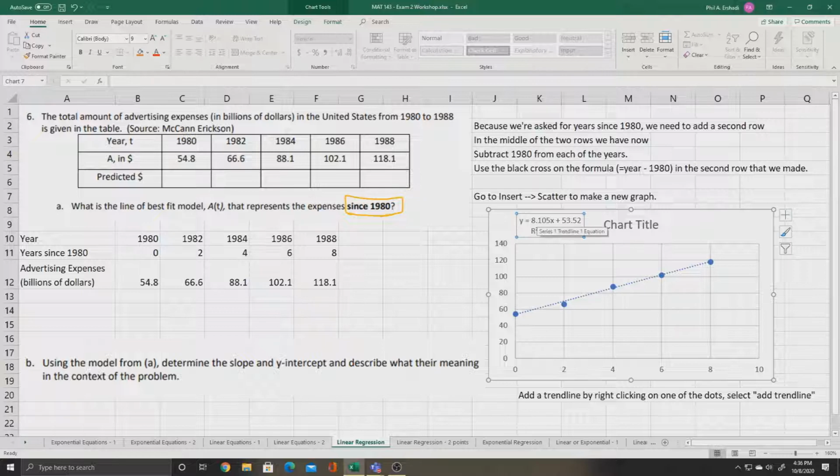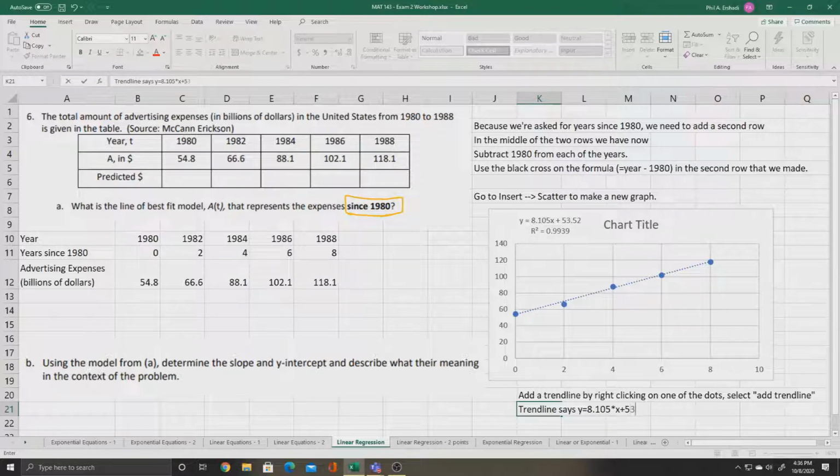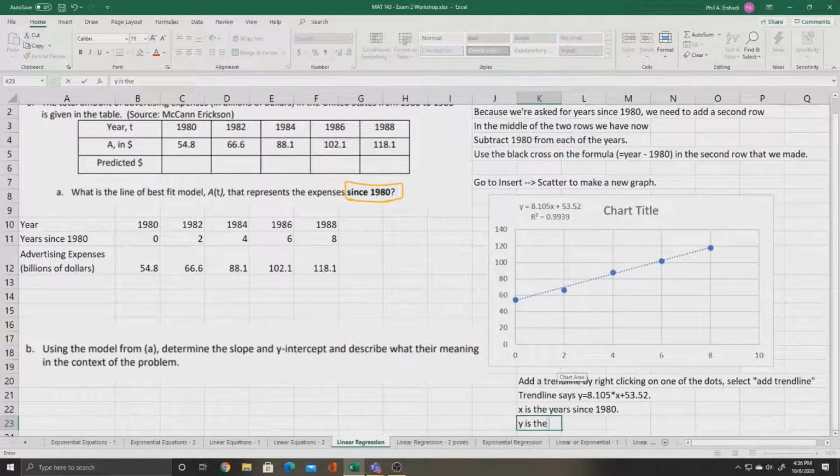So our trend line says y equals 8.105x plus 53.52. So that's our model of best fit, keeping in mind that x is the years since 1980, and y is the advertising expense. And notice that it says that this is in billions of dollars.